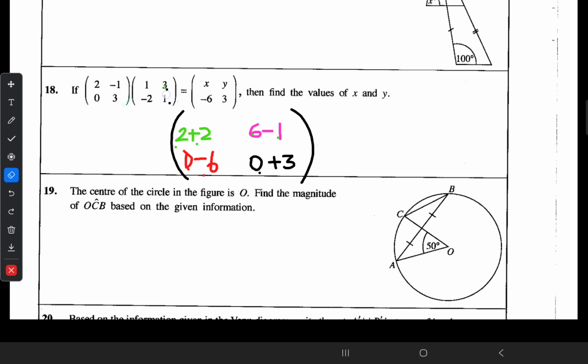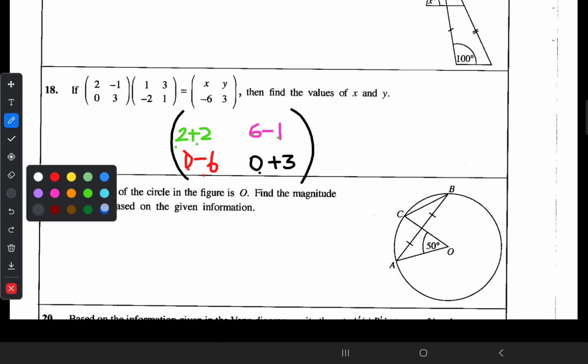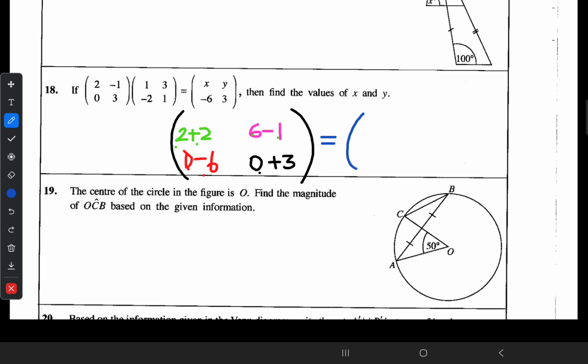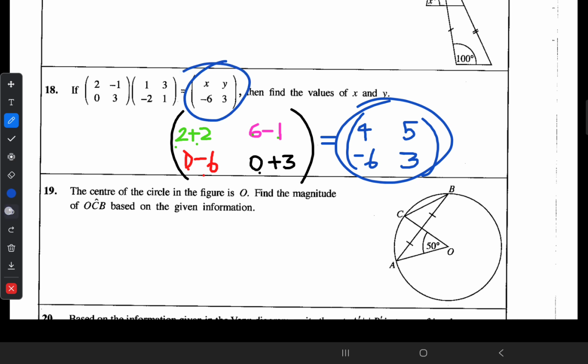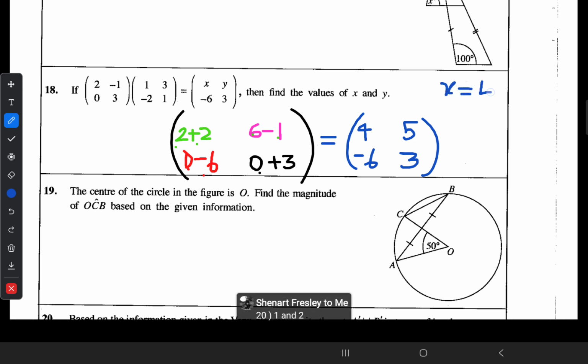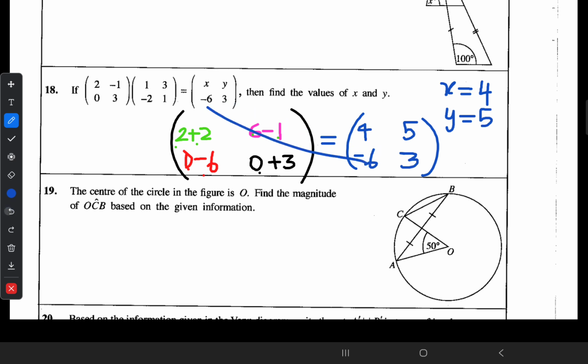And thereafter, let's add and subtract to do the operations. 2 plus 2, 4. 6 minus 1, 5. 0 minus 6, negative 6. 0 plus 3, 3. So this is this. This is identical to this one. You can see instead of x we have 4. So x should be equal to 4. Y, that is 5. Instead of y we have 5. So y should be equal to 5. And other two values are identical. Negative 6 here, 3 here. This is about the multiplication of matrices.